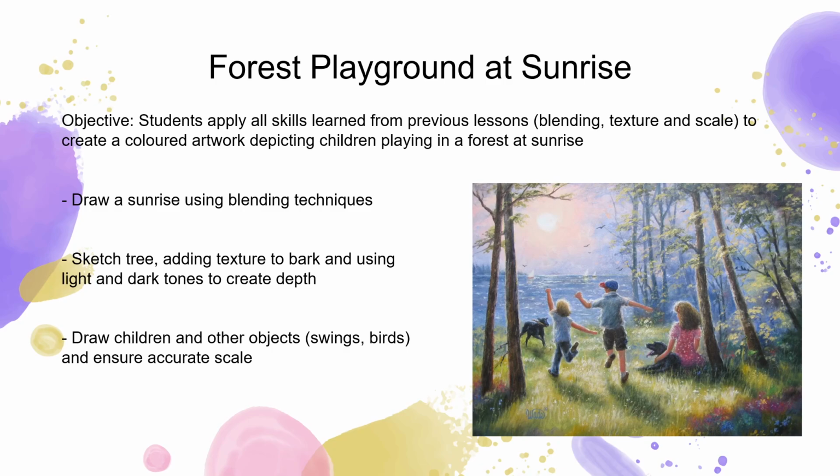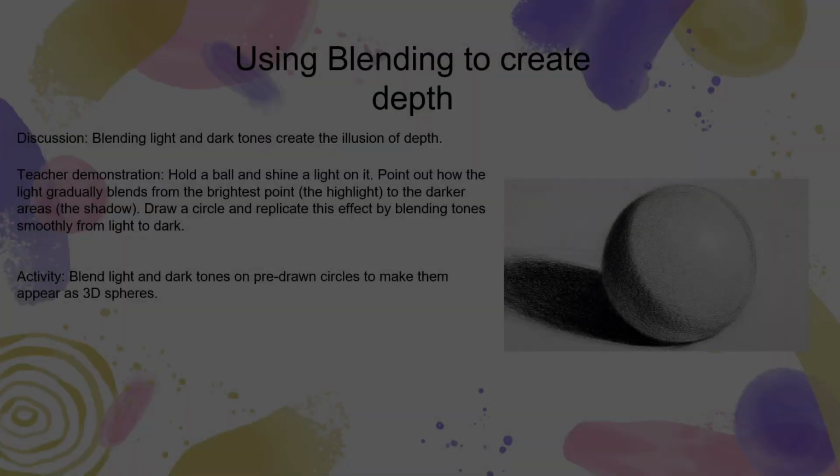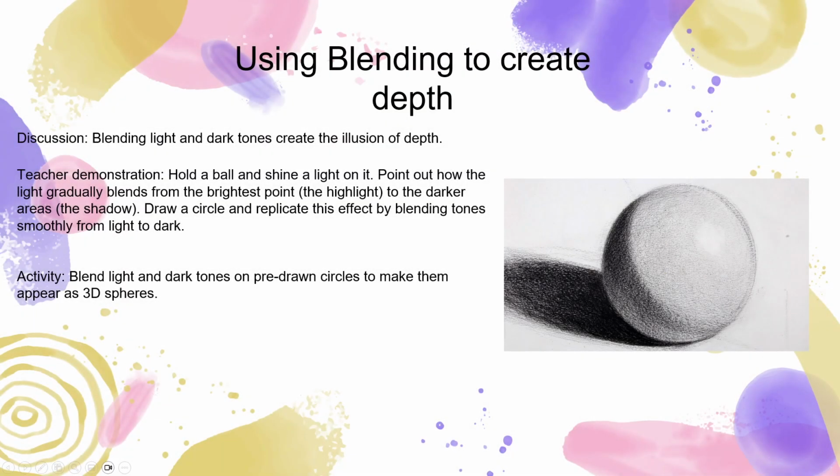Students will also need to pay attention to the scale and perspective. When they draw children and objects around the trees, they need to be thinking about scale and perspective, which they learnt in lesson 3. In the first lesson, students will learn how to blend light and dark tones to give a circle a 3D effect.